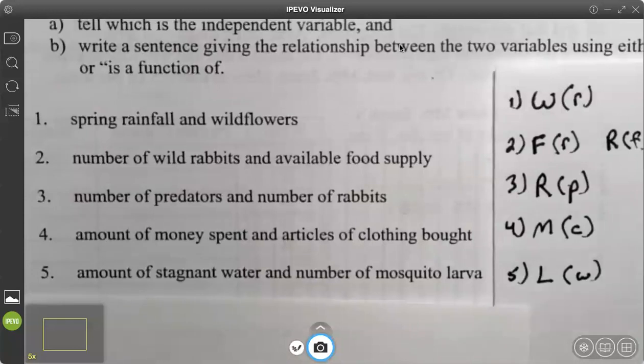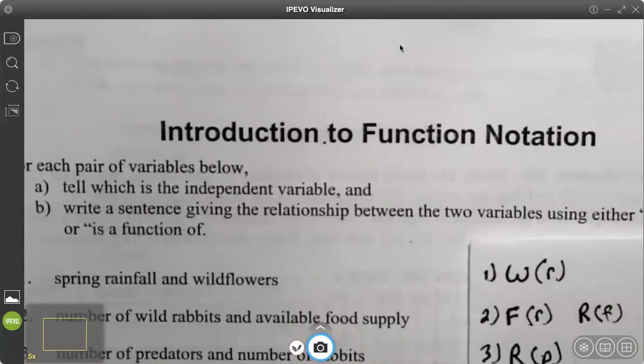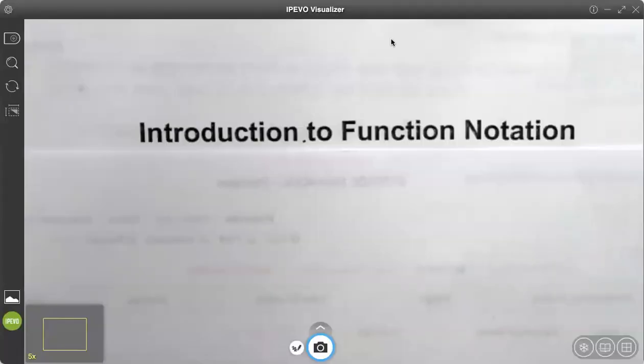And that is your introduction to function notation. And I said at the beginning we would do relations as well. I'm going to do that in a separate video. So this video is on function notation only.